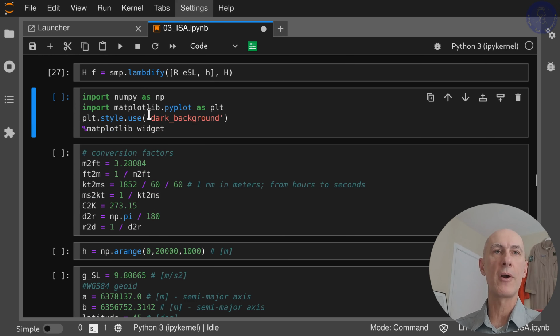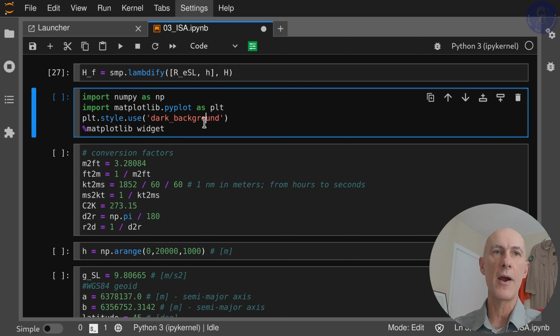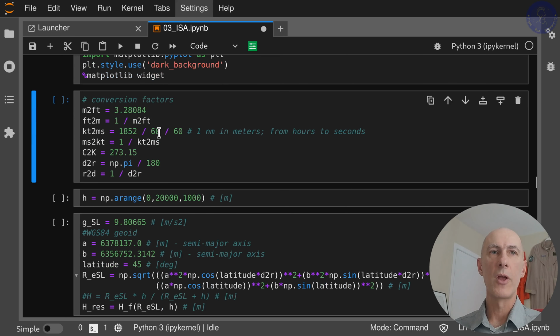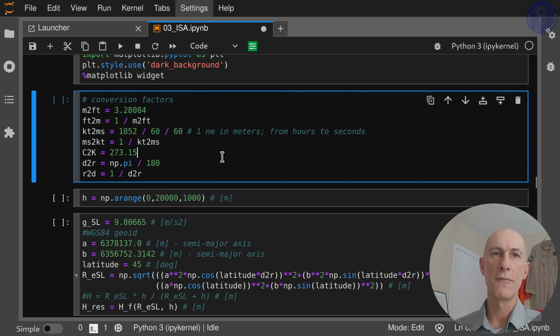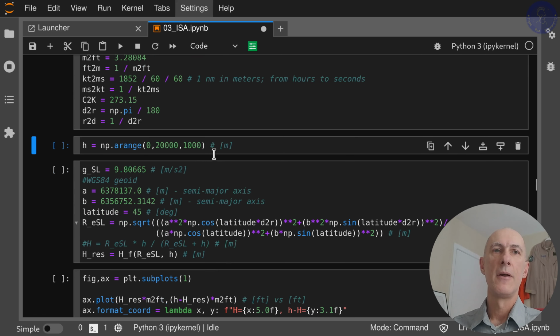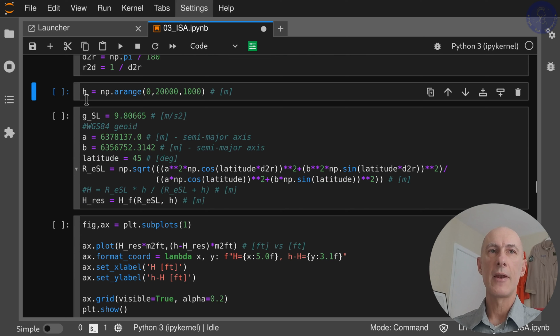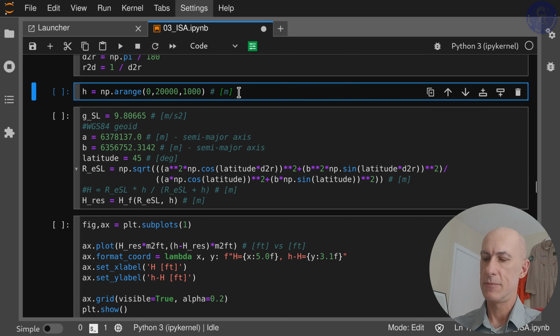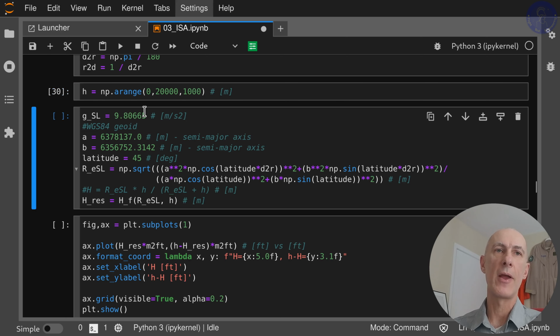So we're going to import the usual NumPy libraries, matplotlib, and make it dark. We create the conversion factors: meters to feet, feet to meters, knots to meters per second, and so forth. And now here we're going to create an array that goes from 0 to 20,000 meters with a point every 1,000 meters. Okay? So that's an array that we can look at.